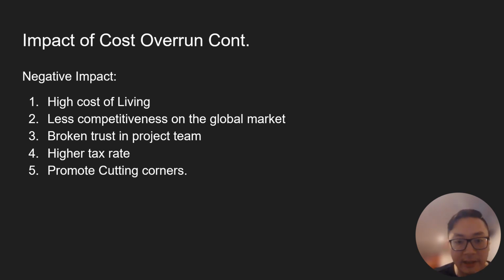Broken trust in project teams. Since you're going over on costs, you will have to go to the owner and beg for more money. Higher tax rate, since we're going to be spending more money on infrastructure projects, meaning that the government will have to charge us more taxes to pay for those cost escalations when we're building bridges and roads or maintaining buildings. Also promoting cutting corners, and that's a really great one since a lot of the time as a developer or a GC.